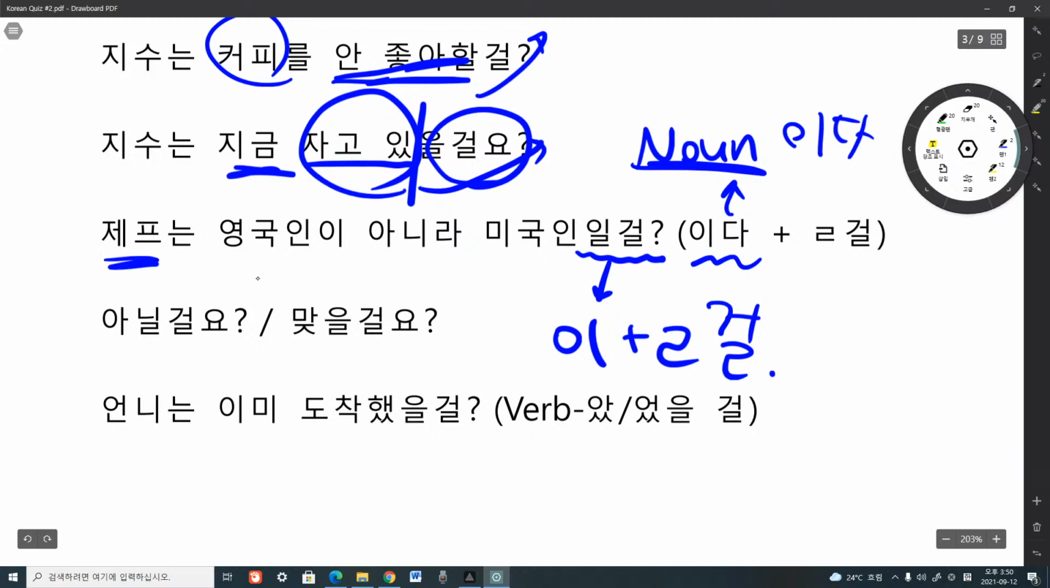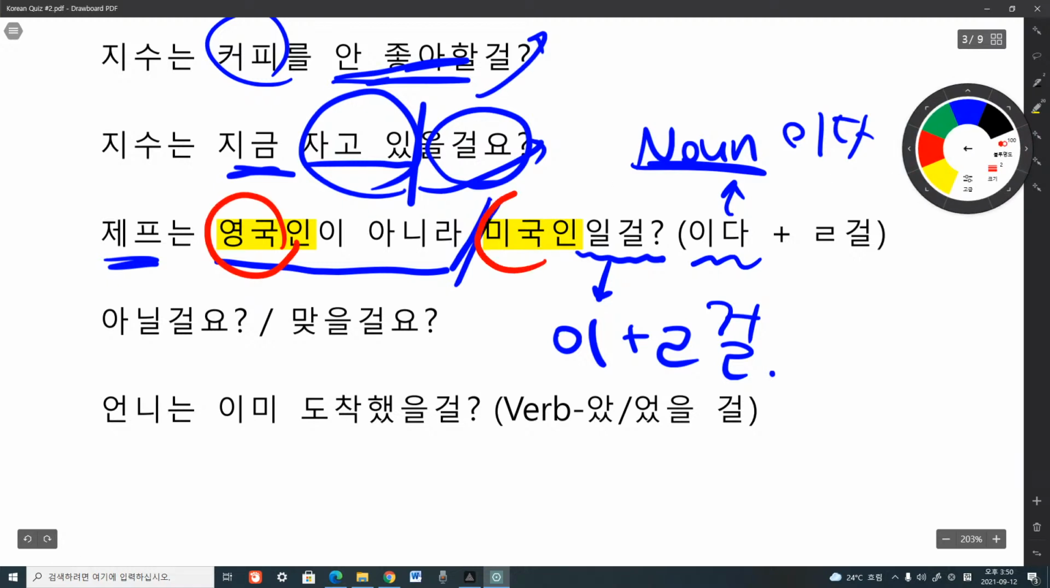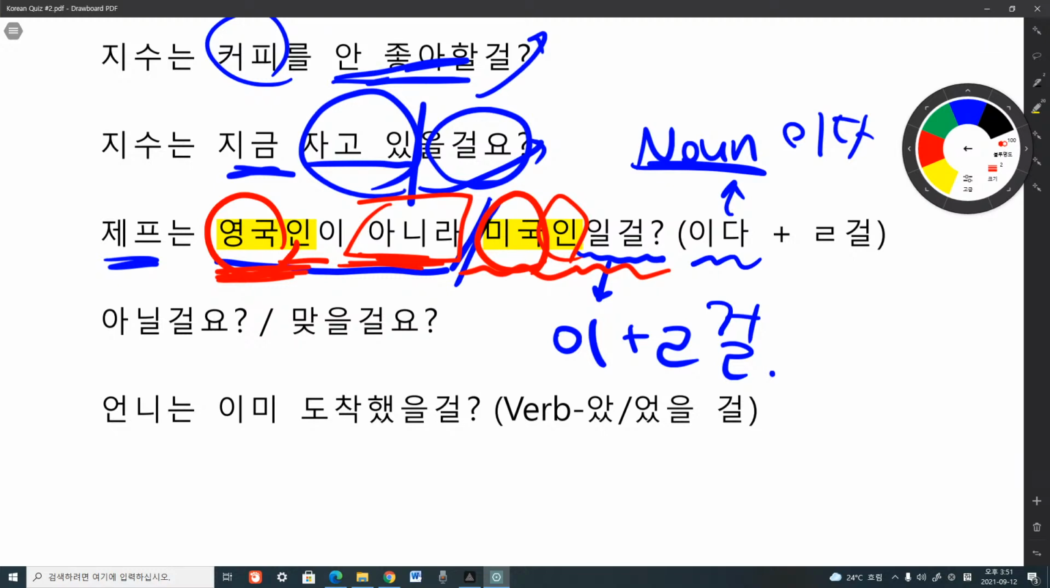So 제프는 영국인이 아니라 영국 means UK, guys. 미국 means US. So 영국인 would be UK person, so British, and 미국인 would be US person, so like American. So 영국인이 아니라, not a British person, 제프 not British, but 미국인일걸. She's probably American. 제프는 영국인이 아니라 미국인일걸.